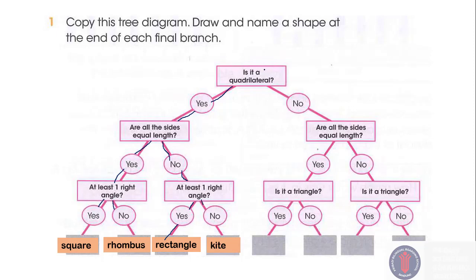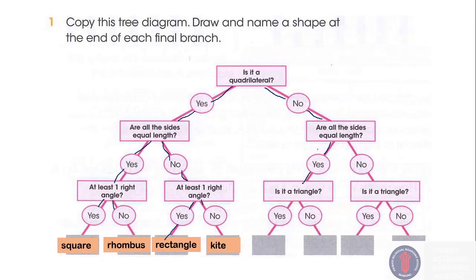Now let's see the ones that are not quadrilaterals. There are so many. Before I show you, there are triangles, pentagon, hexagon, heptagon, octagon, nonagon, and decagon. Are all the sides equal length? All of the regular polygons have sides that are equal.